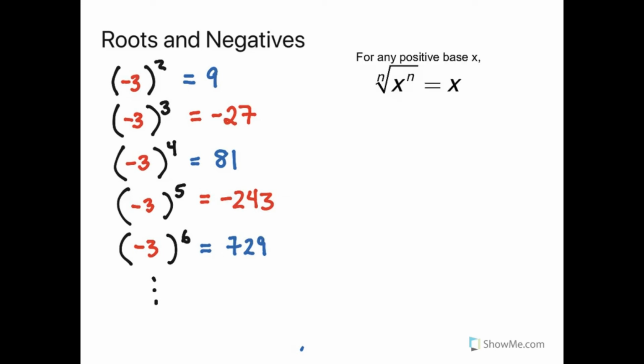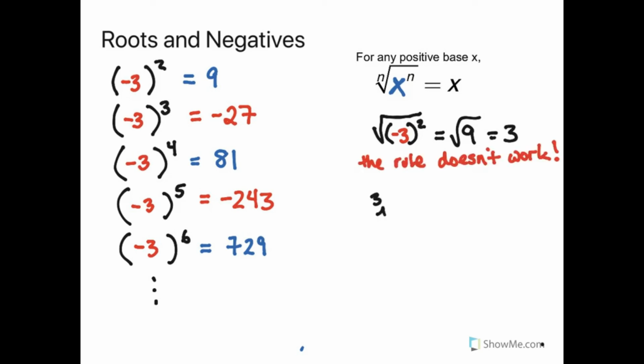Well, one of the basic ideas about roots is that they undo an exponent, but we've required that the base x be positive. The reason for this is that the square root of negative 3 squared turns out to be not negative 3, but positive 3. And so the inside base does not match the outside result.